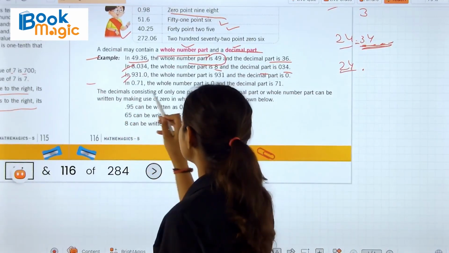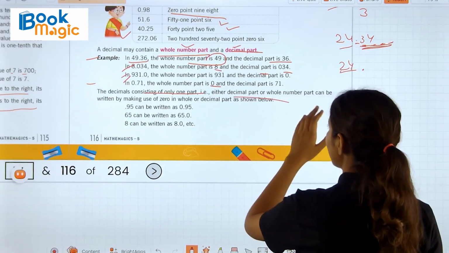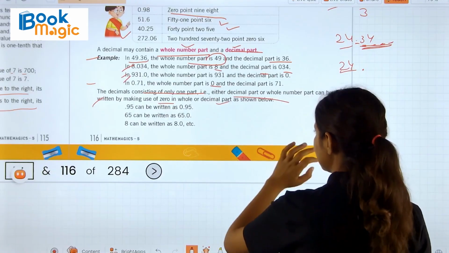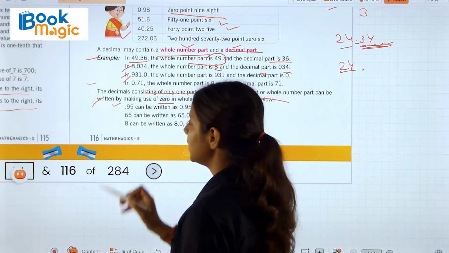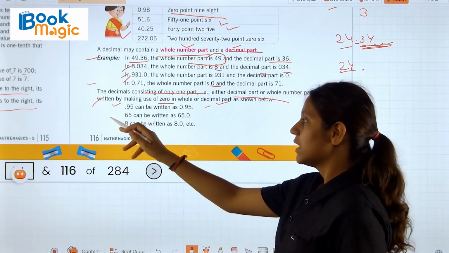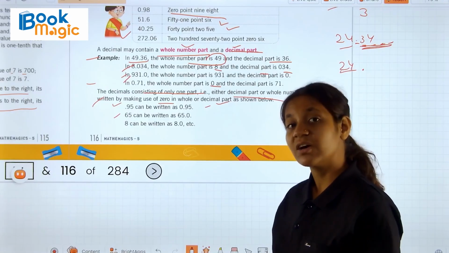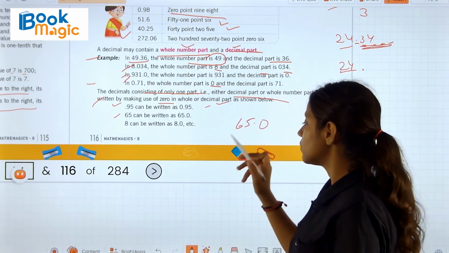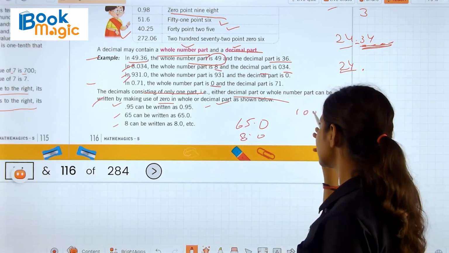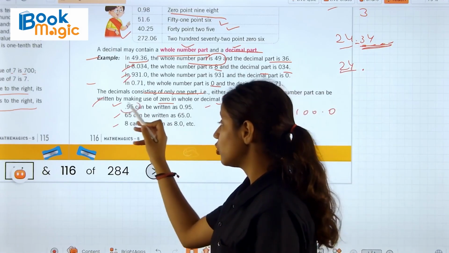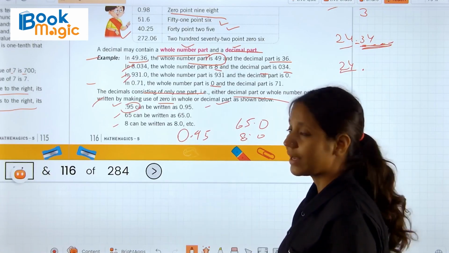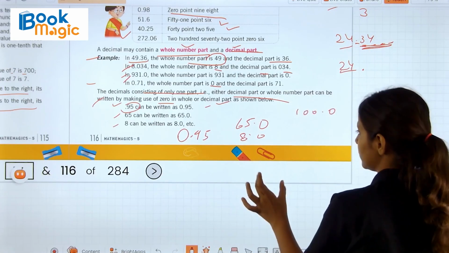The decimal consisting of only one part, that is either decimal part or whole number part, can be written by making use of 0 in whole or decimal part as shown below. For example, .95 को हम 0.95 कह सकते हैं, लिख सकते हैं. 65 can be written as 65.0. 8 can be written as 8.0. 100 can be written as 100.0. And if we are having the value point and any number, so you can put here 0 to write it. Okay. 0.95, 0.45, etc.